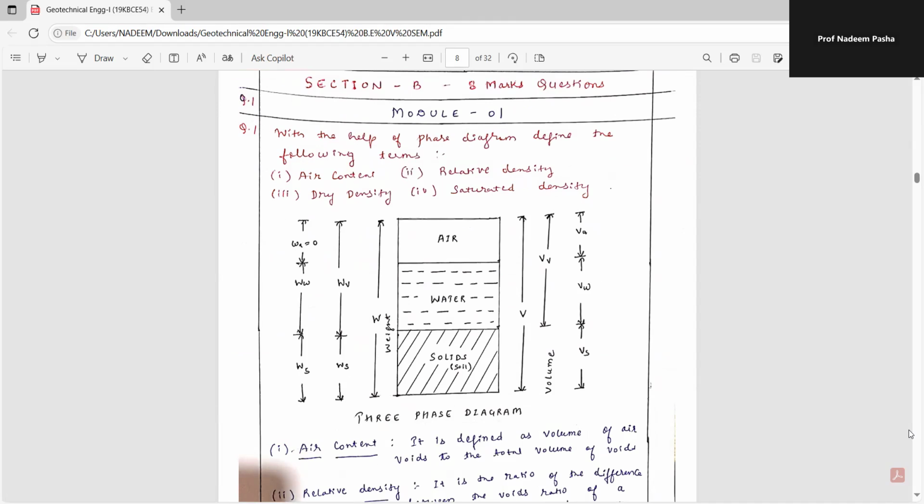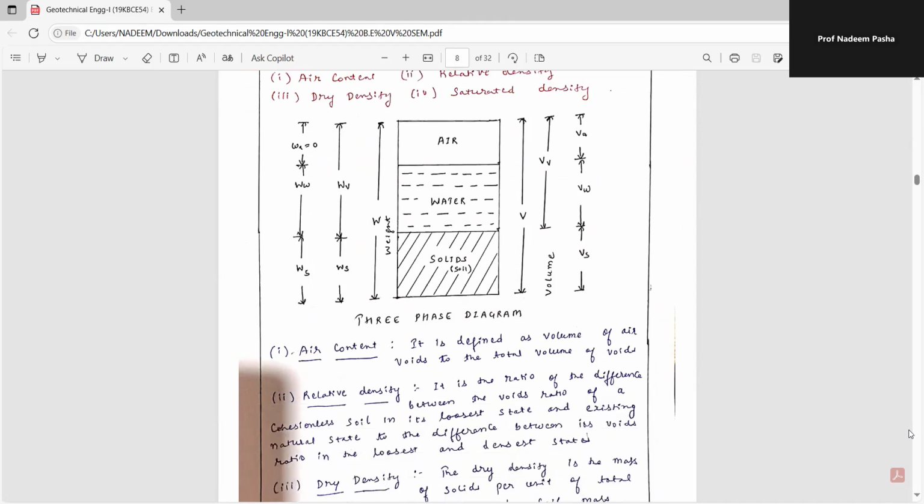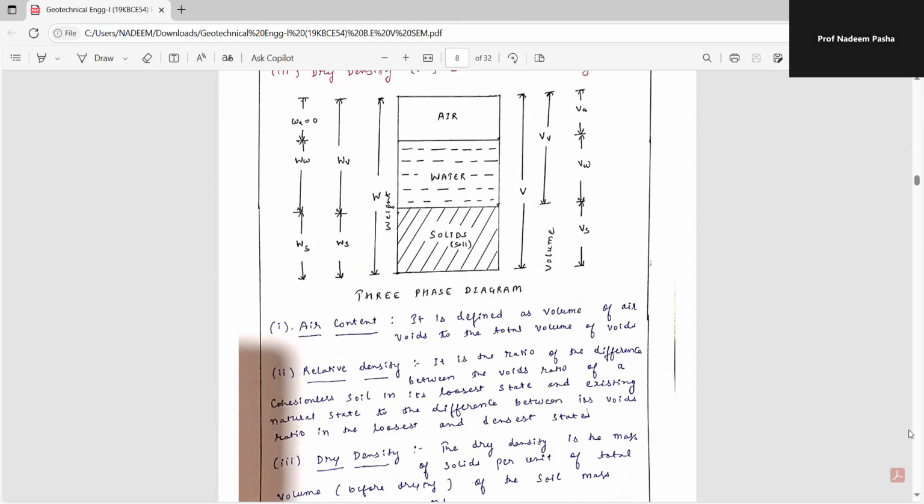Next, with the help of a three-phase diagram, define the following terms: air content, relative density, dry density, and saturated density. So how do you define air content? Air content is defined as the volume of air voids to the total volume of voids.